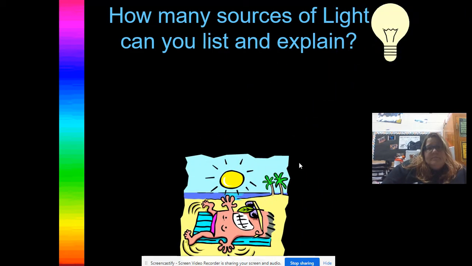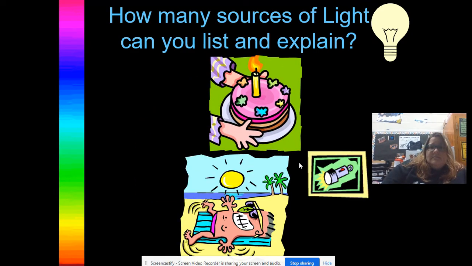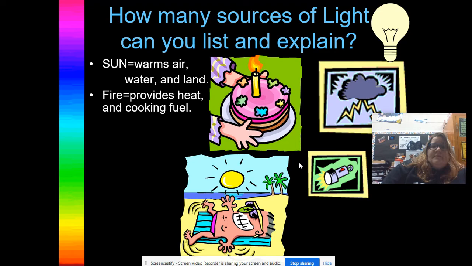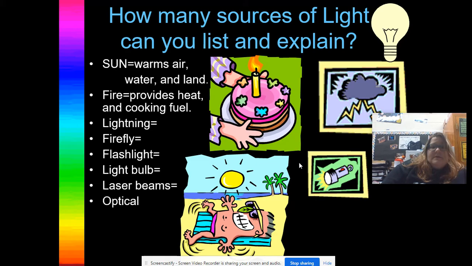Light bulb, the sun, flashlight, candle, lightning. So the sun is going to warm the air, the water, and the land. Fire provides heat and cooking for fuel. Lightning, fireflies, flashlight, light bulbs, laser beams, optical telephone wire fibers. Those are all examples of light, things that are traveling at light speed, that are fast, that will provide heat of some sources, or like traffic lights.